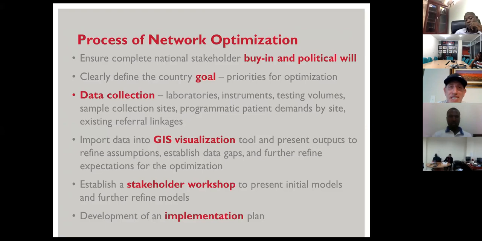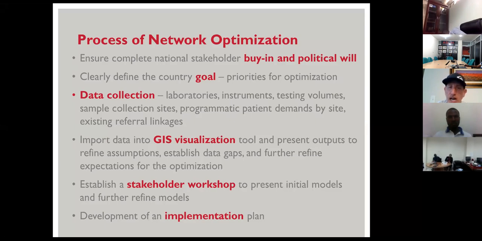We have seen some challenges with countries clearly defining their goal, and that becomes a little more crystallized as they go through the process of determining what their actual priorities are for their optimization. So that's a nice iterative process that we go through prior to actually doing one. There's a very significant data collection effort: the labs, the instruments, the testing volumes, all of the sample collection sites, and programmatic patient demands by all of those sites. We can actually start looking at how we optimize referral linkages.